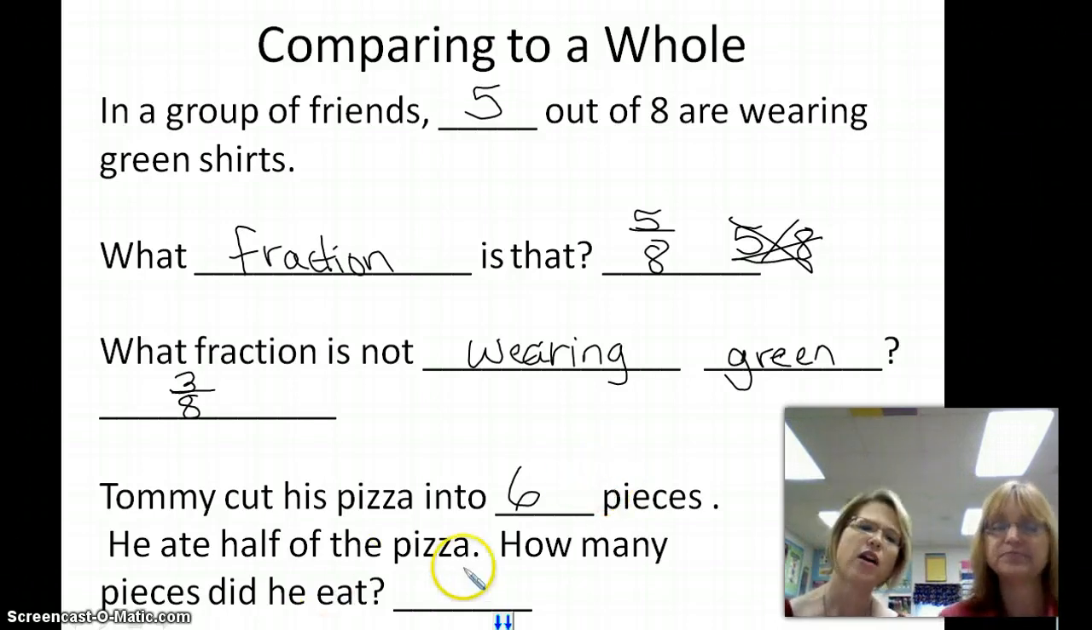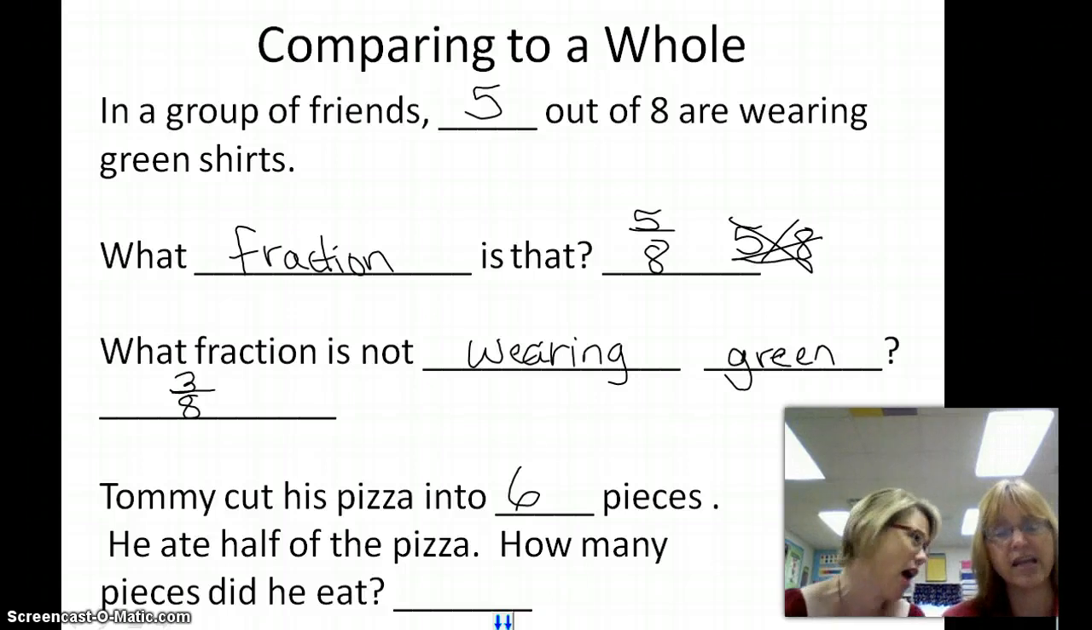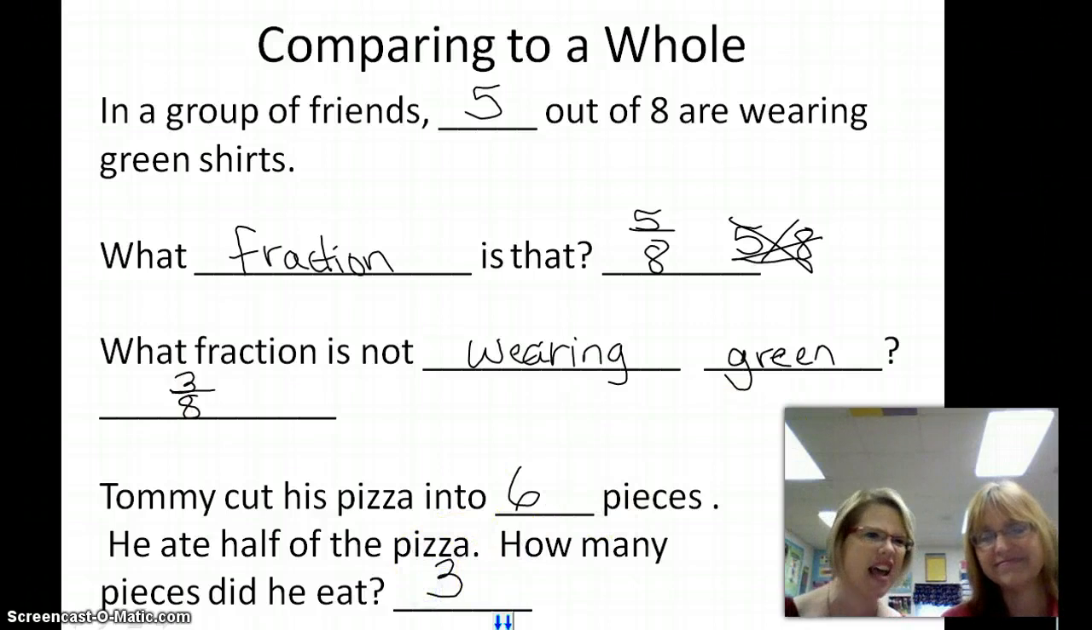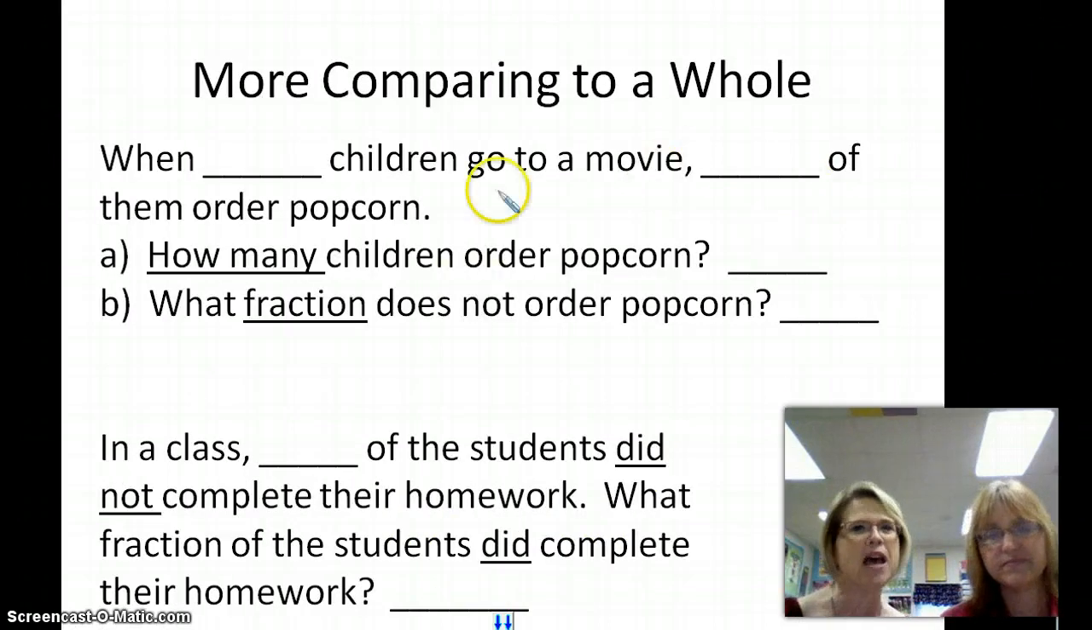Yep, half of. Okay, so we have to make sure we answer the question right. You have to make sure it's not a fraction. How many pieces? 3. Okay, very good. I guess it already did tell us that he ate half.